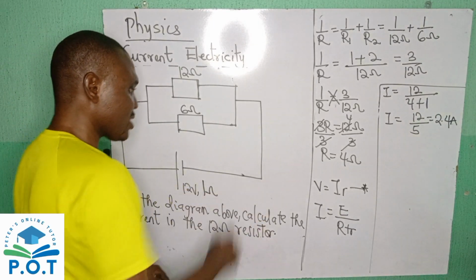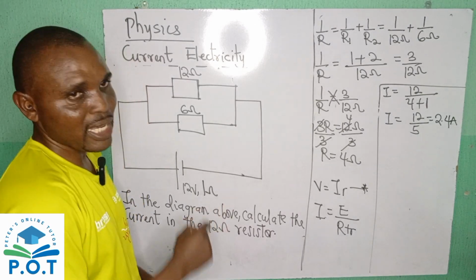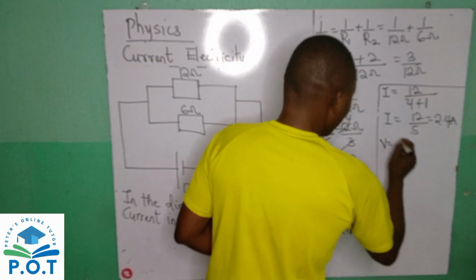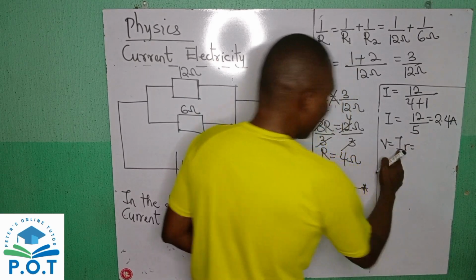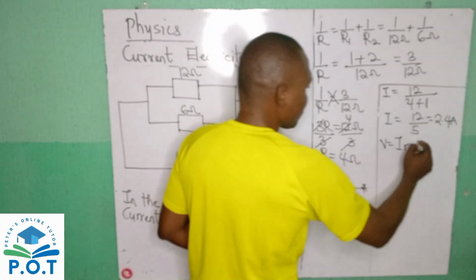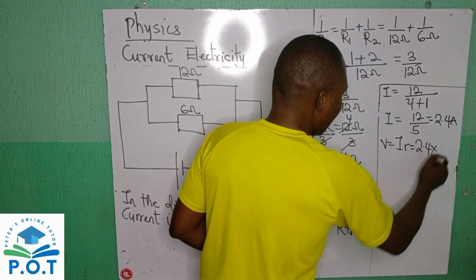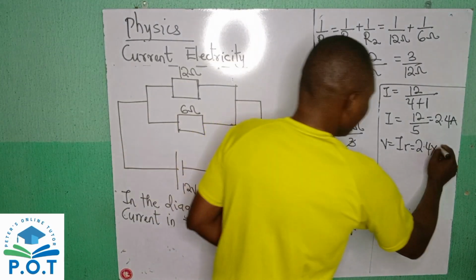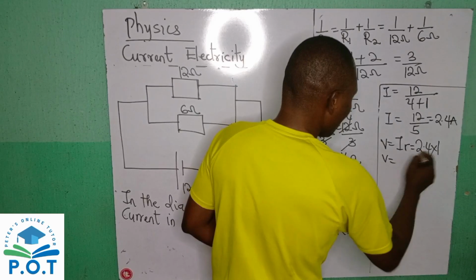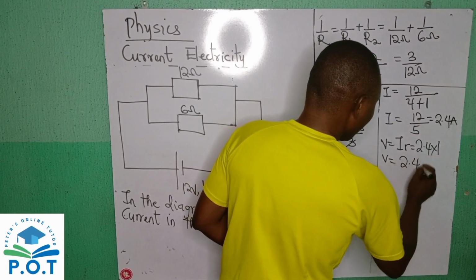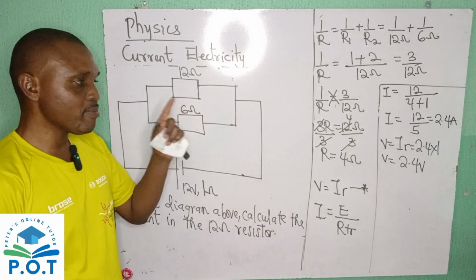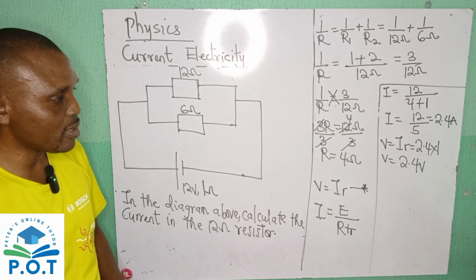Now let's come back to this. Let us get the PD across the internal resistance. So V equals IR. What is my I? My I is 2.4 as the total current, times my r. My r is 1. So 2.4 times 1 gives us 2.4 volts. So 2.4 volts is the PD across the internal resistance.